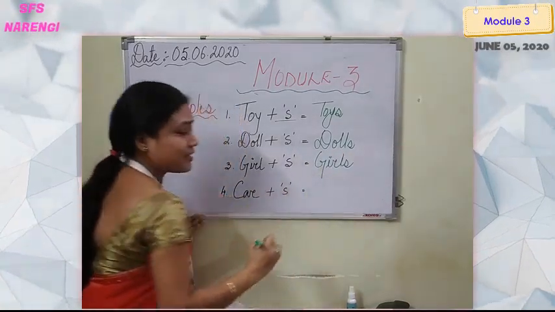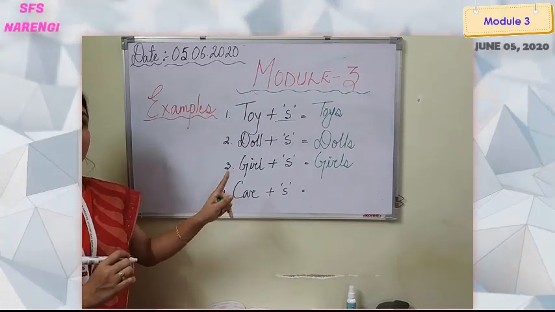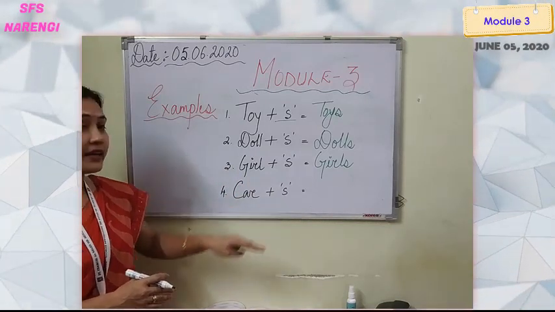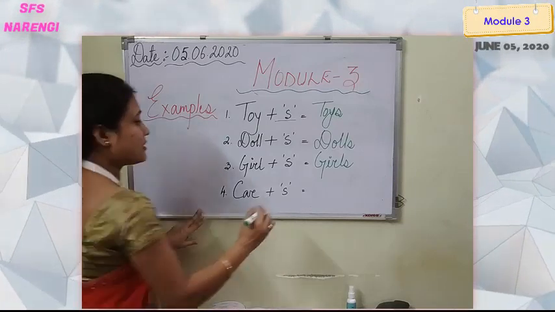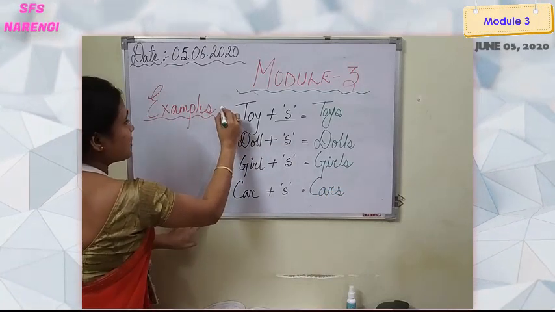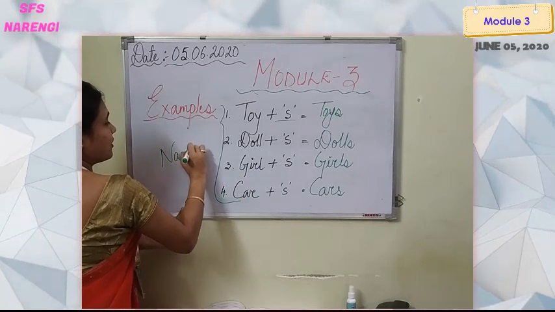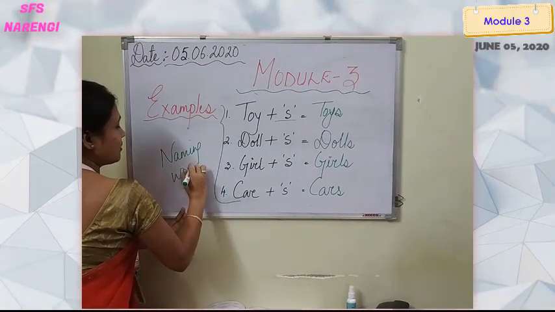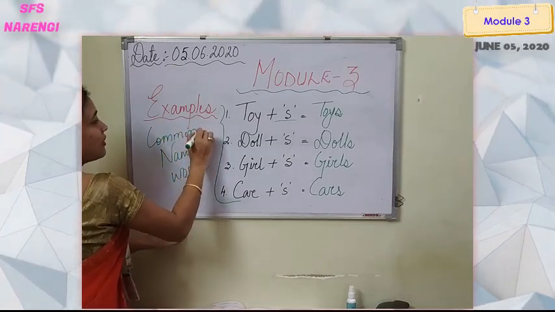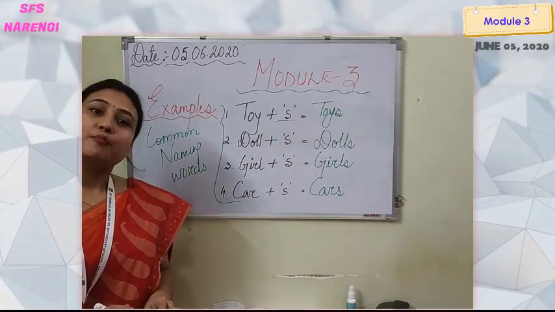What will it be? Girls. Got it? Okay, number 4. Car. Car means one. How can we make that plural? By adding again s to it. So it will be cars. So my dear students, these all are the naming words. What naming words? Common naming words, where we have added s to make them plural.